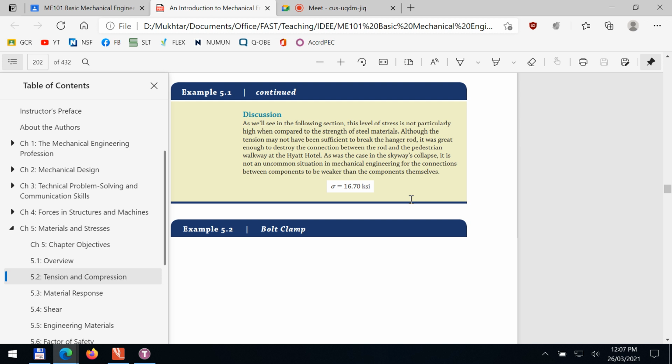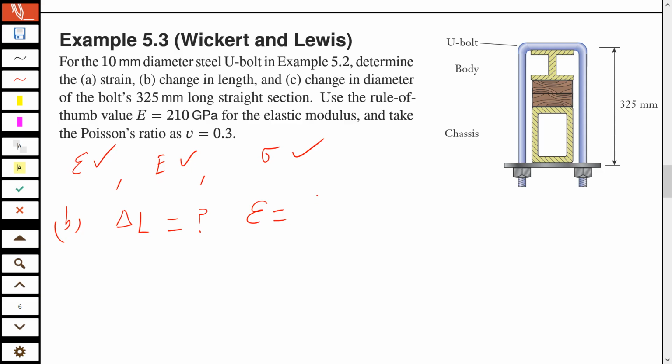For that I need the strain. Strain की definition मुझे पता है ना, क्या है? Delta L over L. So इसमें मुझे strain भी पता चल गया, L मुझे ऑलरेडी पता है ये. So this will give me delta L.